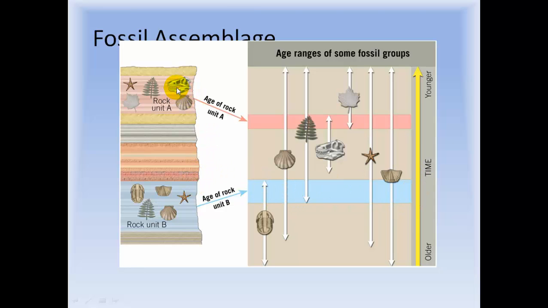This rock layer up here has a different assemblage. It has the scallop, fern and starfish, but it also has the reptile and the leaf. So where they all overlap is way up here in this timeline, and they're younger.